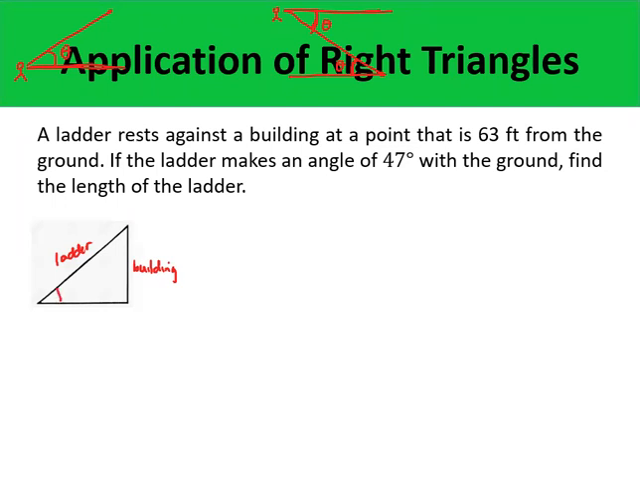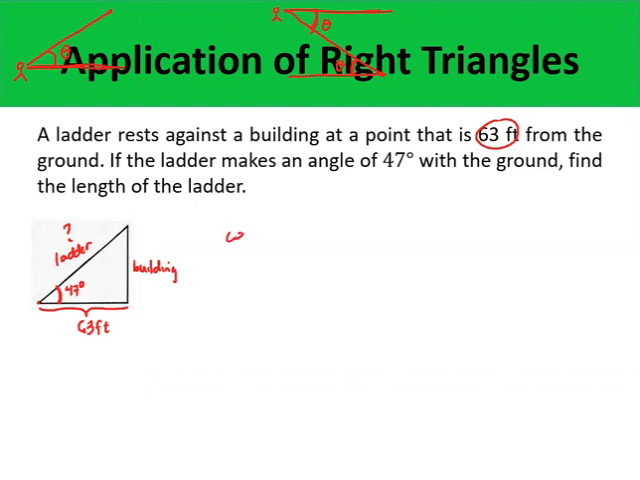So if this is the angle 47 degrees, the angle created by the ladder and the ground, and then the 63 feet here is the distance of the bottom of the ladder and the bottom of the building. So this is 63 feet. And then we need to know the length of the ladder. So if we use angle theta as 47 degrees, the adjacent side is given with 63 feet, but we don't have the length of the hypotenuse, which is the length of the ladder.